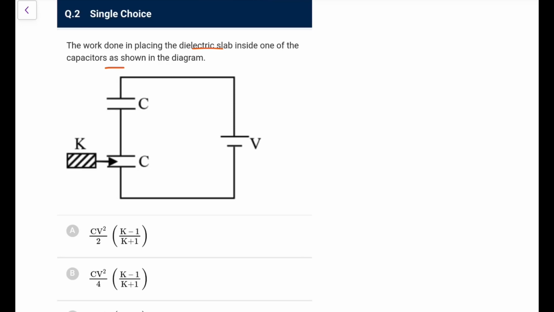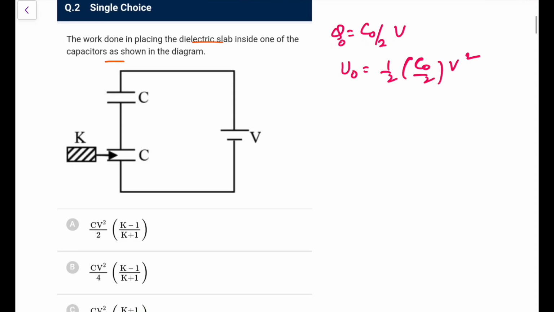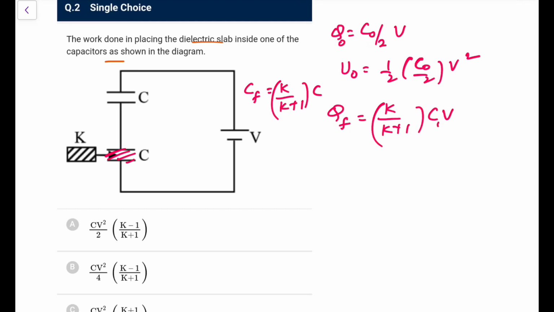First of all, initially, when the slab was not inserted, the capacitors were in series, and the charge that has passed, Q0, is equal to C0/2 into V. And the energy of the system is half of C0/2 into V squared, I can write like that. Now, as soon as you insert the slab, what is the final charge on the capacitors? C final you can write as K into 1 upon K plus 1, that is K upon K plus 1 times C0. So the final charge would be K upon K plus 1 times C0 V.